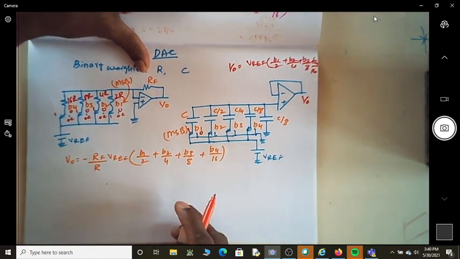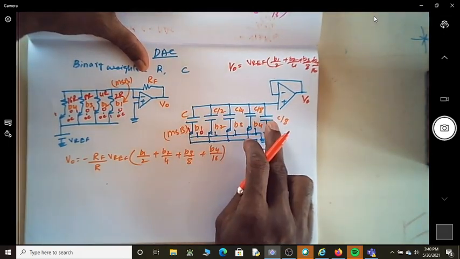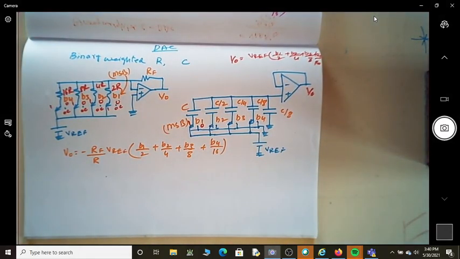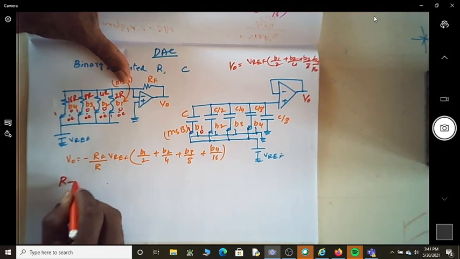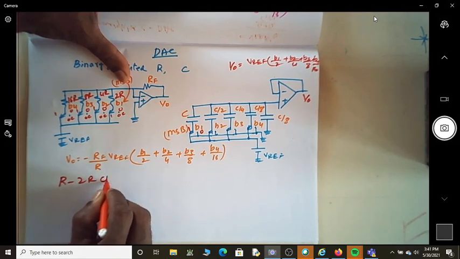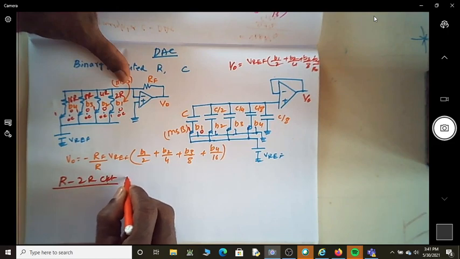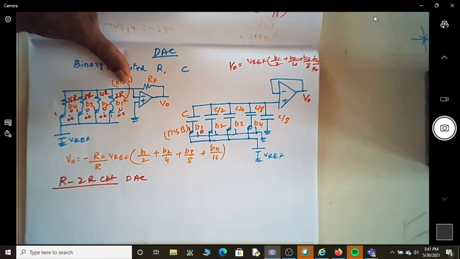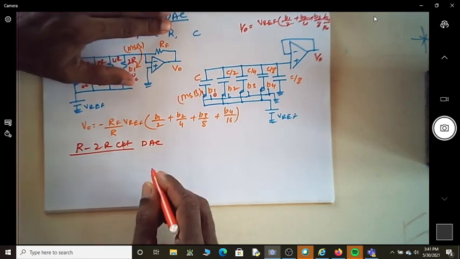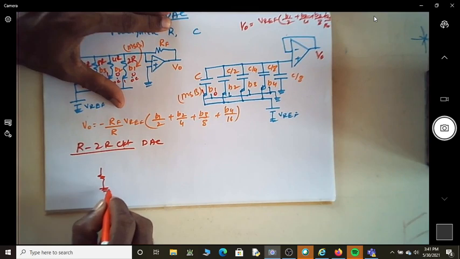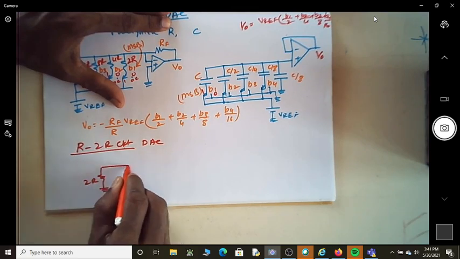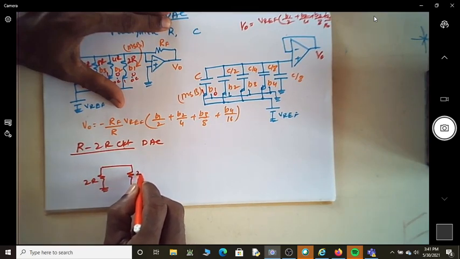So then they realized, instead of having these different values of resistance, is it possible to have only 2 resistance values, so that you can still realize a DAC circuit? Then they came up with a DAC circuit using the R2R circuit. So this is the R2R circuit for realization of the DAC. In this particular circuit, the circuit goes like this. We have a resistor 2R which is grounded all the time. Then I have one more resistor 2R.